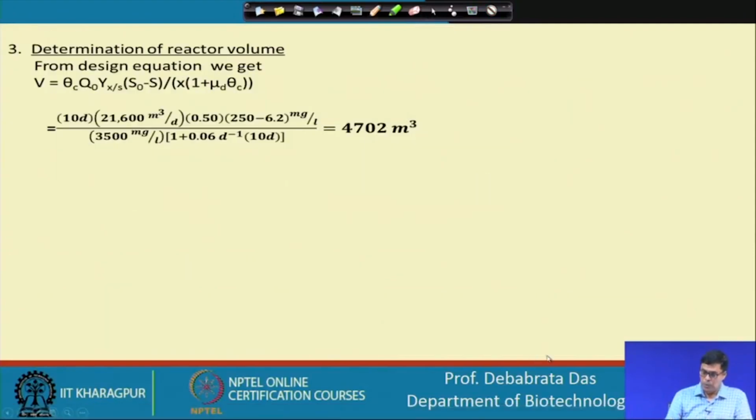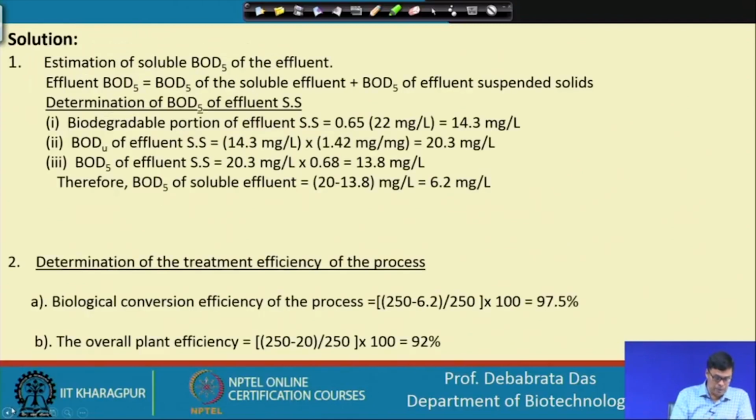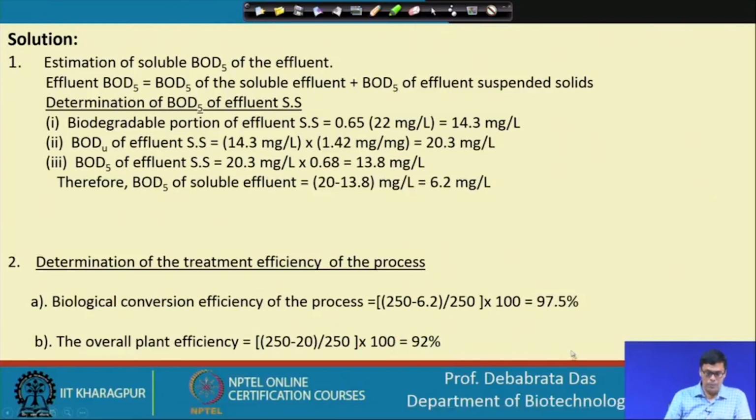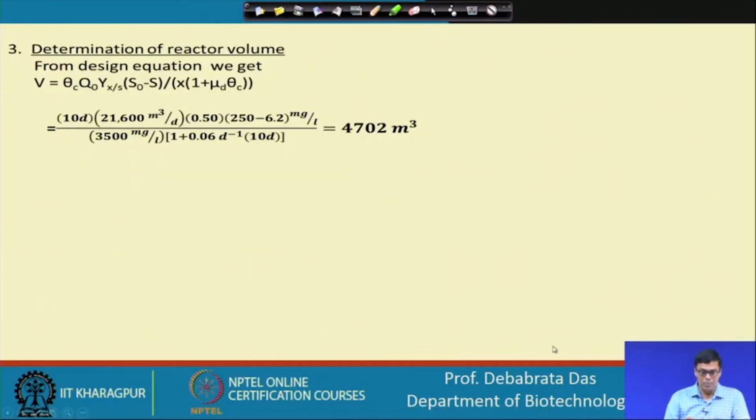So, what conversion efficiency are we getting? We are getting (250 minus 6.2) divided by 250, that means 97.5. This is what we call the biological conversion efficiency, but this is the overall conversion efficiency of the plant. Now, there are other parameters we shall have to calculate.